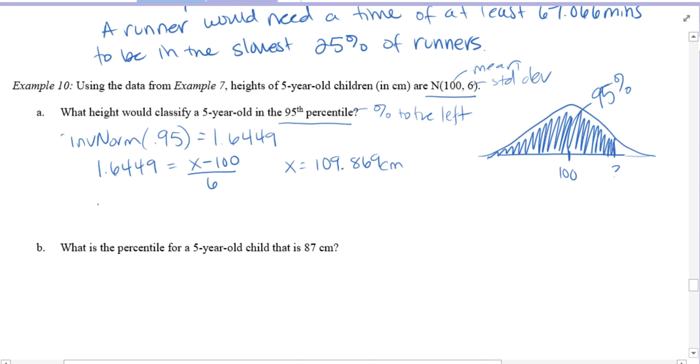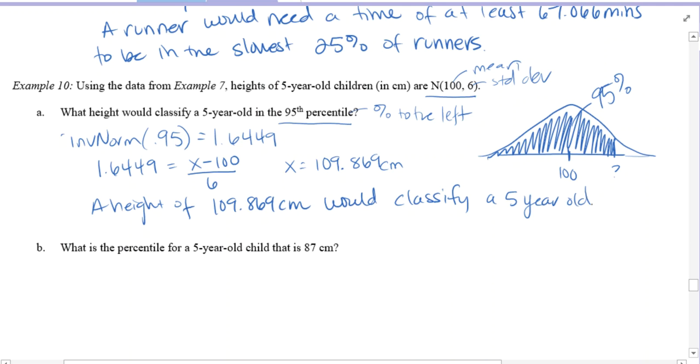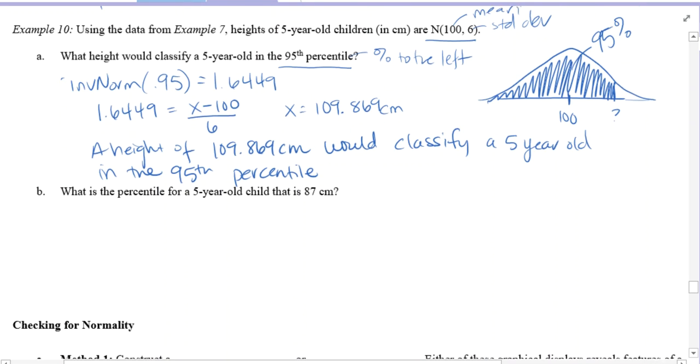So you would need a height of 109.869 centimeters would classify a 5-year-old in the 95th percentile. Okay.